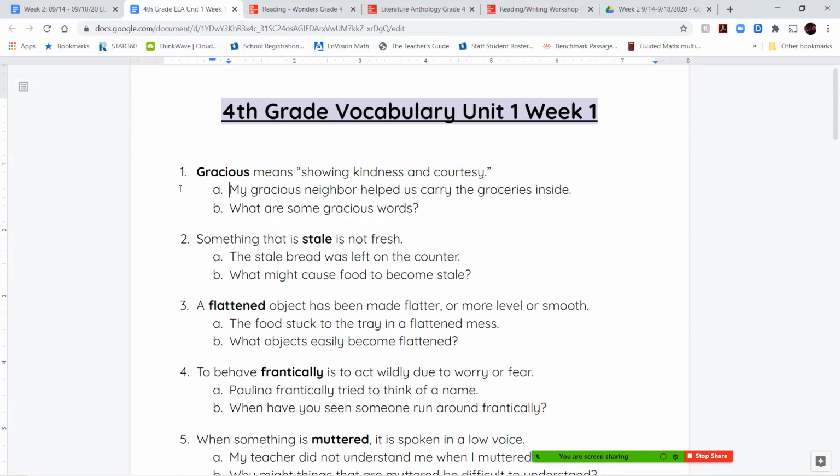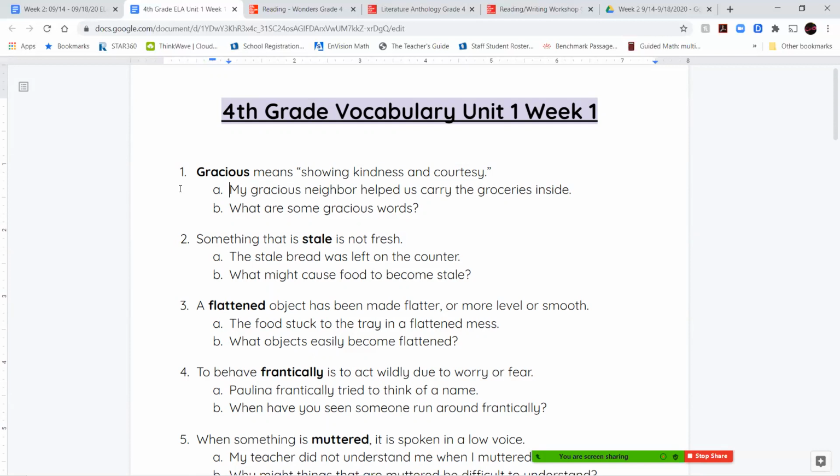So your first word here is the word gracious. Gracious means showing kindness and courtesy. So when you're being gracious, you're treating someone very kindly and politely. My gracious neighbor helped us carry the groceries inside. What are some gracious words? Gracious words are kind, respectful words. So when you're being gracious, you're saying please and may I. You're remembering to say thank you.